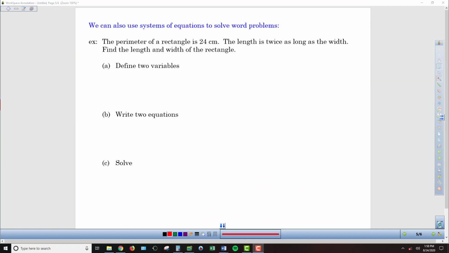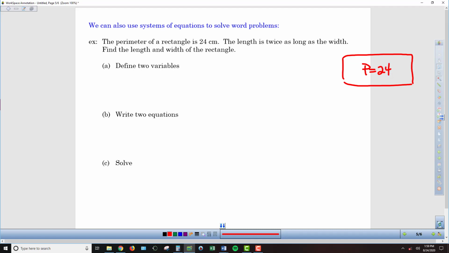And so we want to close things out here in our notes with an example of how we can write a system of equations to help solve an application. So in this case, we're told that the perimeter of a rectangle is 24 centimeters. So I'm going to go ahead and draw a rectangle for myself. So I'm going to say here the perimeter is 24 centimeters.